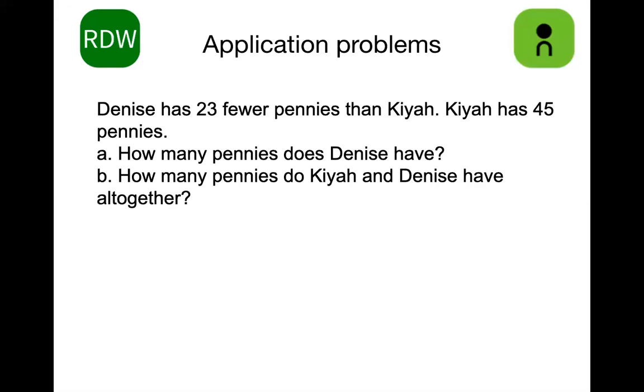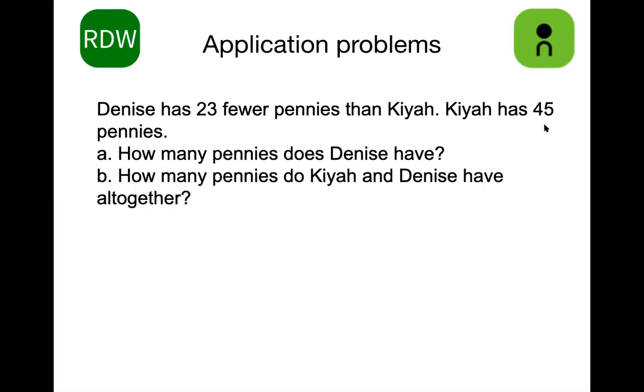Okay, boys and girls, now we're going to do our application problem, and we're going to do the read, draw, write method. It says Denise has 23 fewer pennies than Kaya. Kaya has 45 pennies. Now, let's think about it. How many pennies does Denise have? How many pennies do Kaya and Denise have all together? So, what numbers are we working with? 23, let's circle 23, and 45.